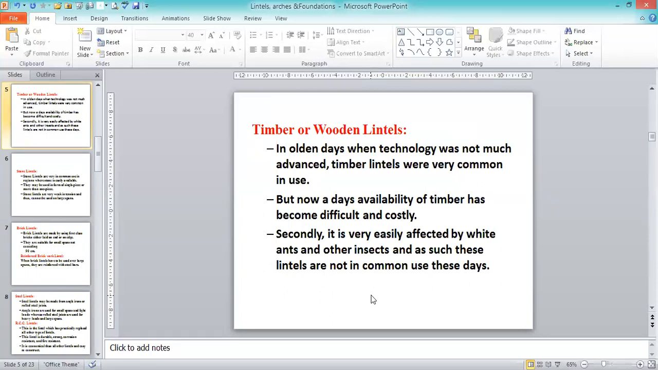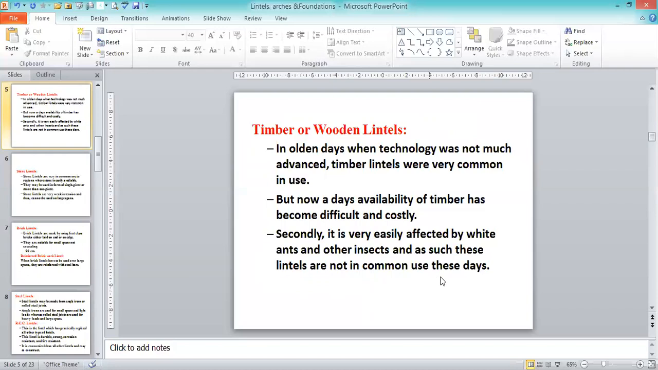We are not able to get timber or wood very easily. If you want to go for timber or wood, deforestation has to be done. So to safeguard the forest, we avoid using timber or wooden lintels. Secondly, it is very easily affected by white ants and other insects, and as such these lintels are not in common use nowadays.